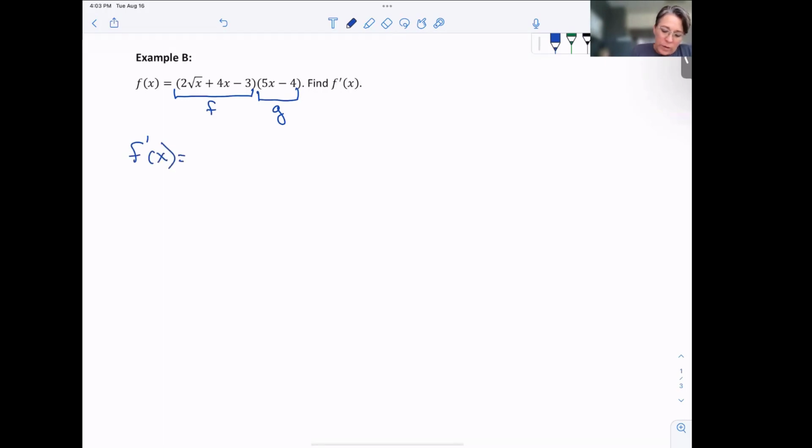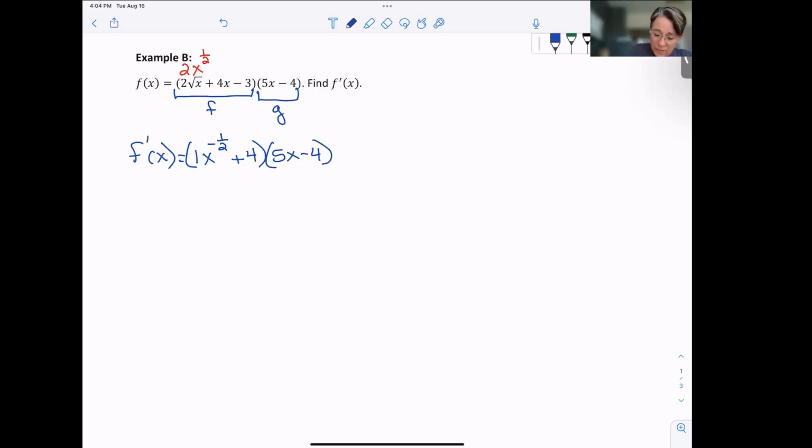So f prime, we are going to take the derivative of the first, but remember when we have radicals, it's nice to write those as a power, x to the 1/2, so we can use that power derivative rule. So here we can multiply the 1/2 times the 2. So that gives us a 1x to the negative 1/2. 4 times x, the derivative there would just be 4. And then the derivative of the negative 3 would be 0, times the second function as is. That's the part that most people forget.